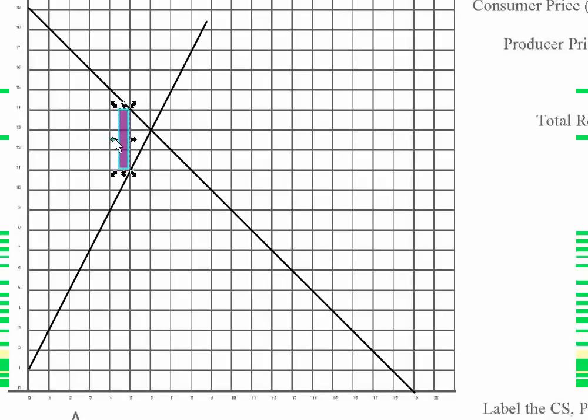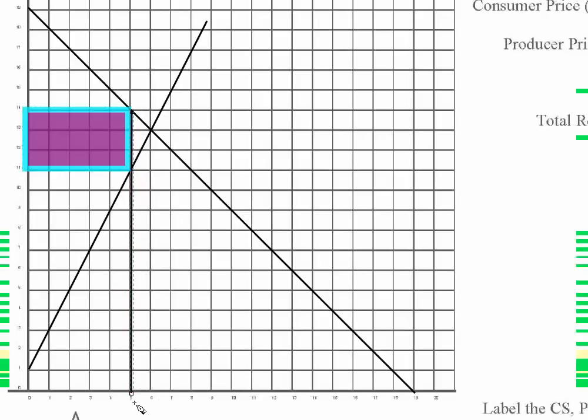Now if we stretch that box out over to the y-axis over here, that box is going to give us the tax revenue. It's 3 high and it's 5 wide because that quantity right here where that $3 fits in between the demand and the supply curves, that quantity is 5 units. Now, suppose you don't like that method. Let's do it a different way.